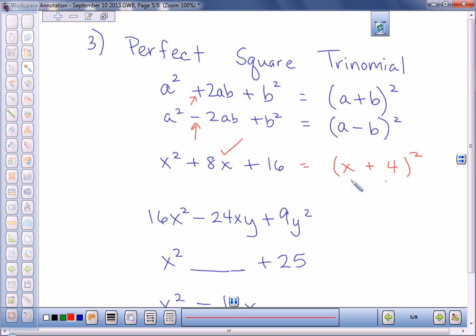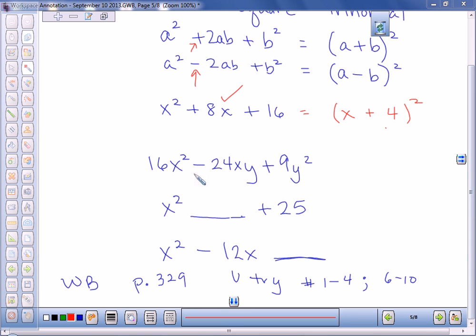Okay, let's look at the second one. Is 16x squared a perfect square? Yeah. Is y squared a perfect square? Yes. So let's see if we can factor it as a binomial square. What is the square root of 16x squared? 4x. What is the square root of 9y squared? 3y. What would the sign be here? That's a minus, because this is negative. All right. If I double that product, do I get that middle term? Yes. Then I factored it correctly.